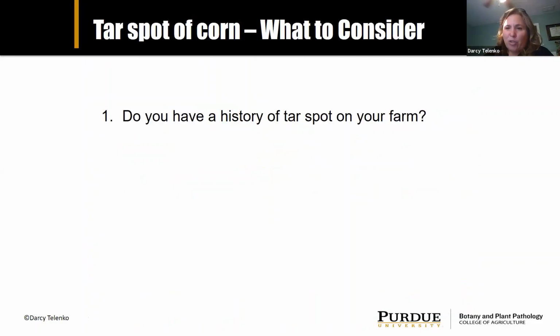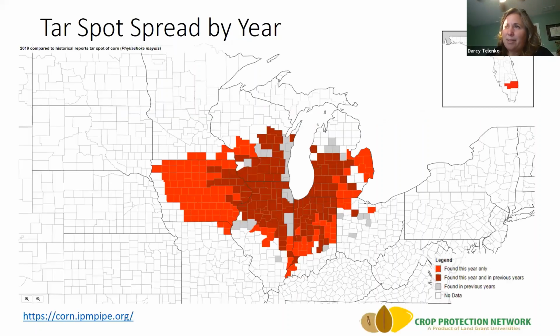And so finally, we'll switch to tar spot. Some things I wanted to consider first: did you have a history of tar spot on your farm? If you've seen it, if you've been affected by it, those are the fields that I'm most worried about for this season having a problem. That being said, we did see it spread. So this is last year's map. The dark red is where we found it in previous years, and the bright red is where we added counties in 2019.